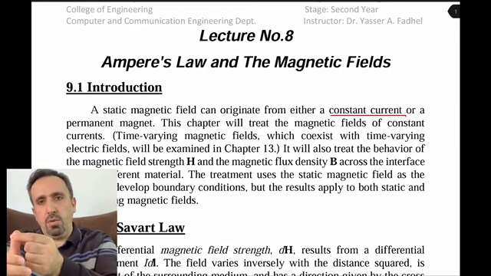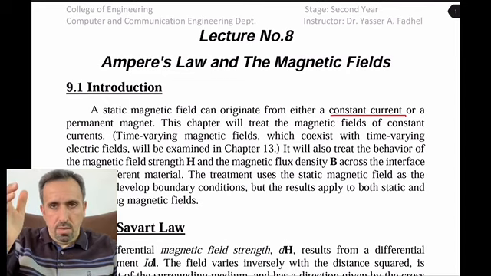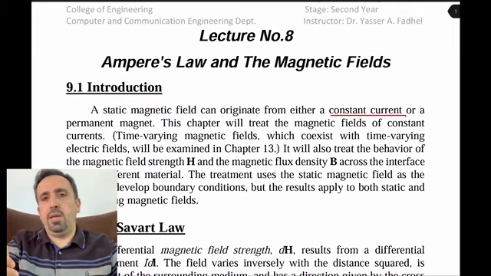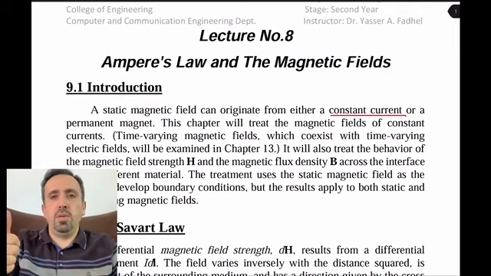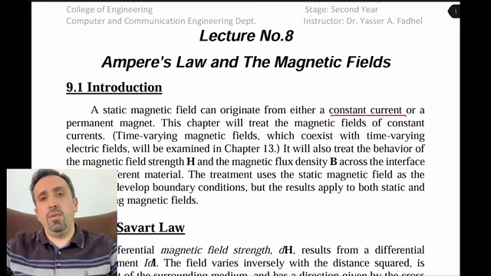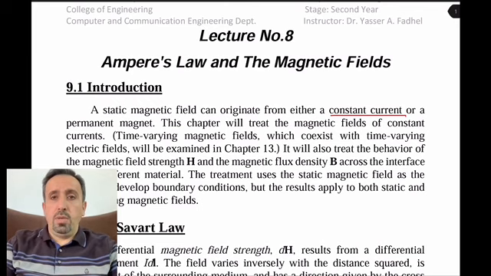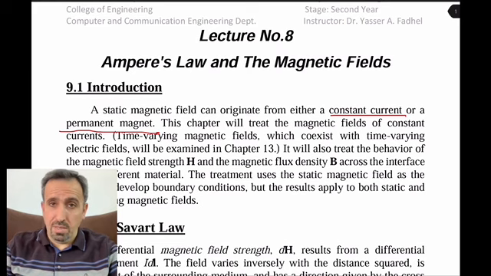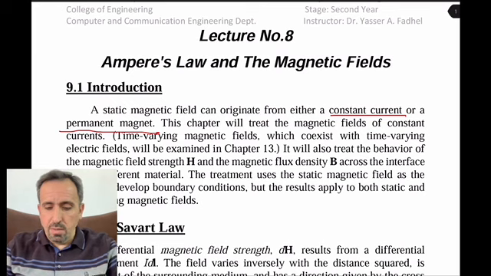So if your thumb is directed toward the direction of the current, then the fingers will be pointing in the direction of the magnetic fields around it. Also, you can get magnetic fields from a permanent magnet. So these are the two sources of getting magnetic fields.